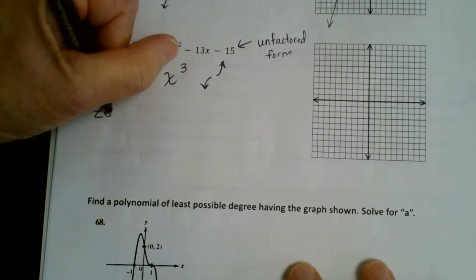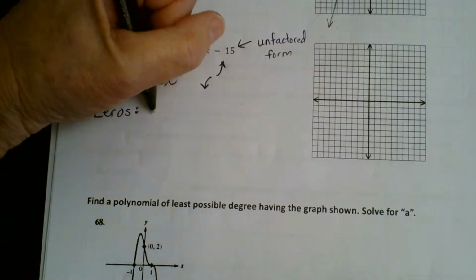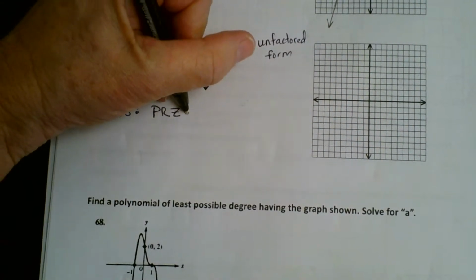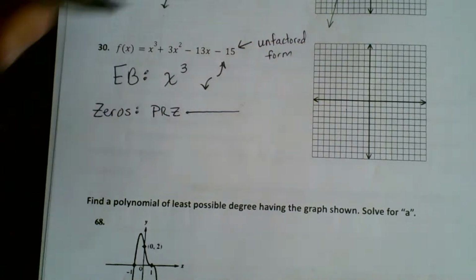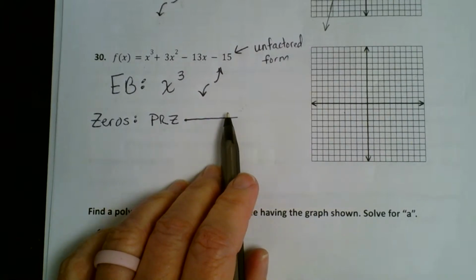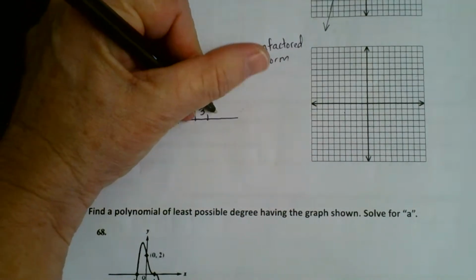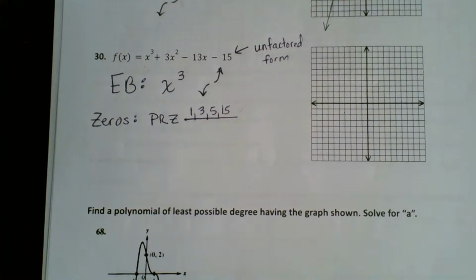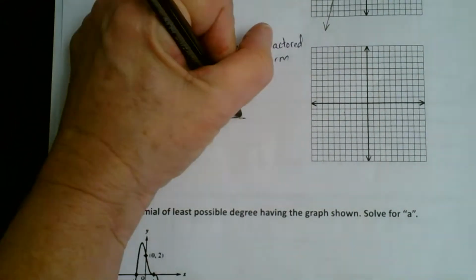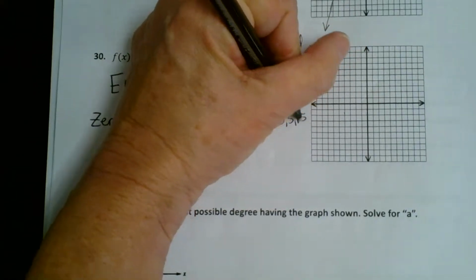Y'all, this is what you did last night. What did you have to do in order to find your zeros? You may grab a calculator to assist you, but first you will need your PRZ list. If you're having to find the zeros, I want to see a PRZ list. What's going to be on top? P, which is 15, so 1, 3, 5, 15. And on bottom? 1. So the possible rational zeros are positive and negative 1, 3, 5, 15.